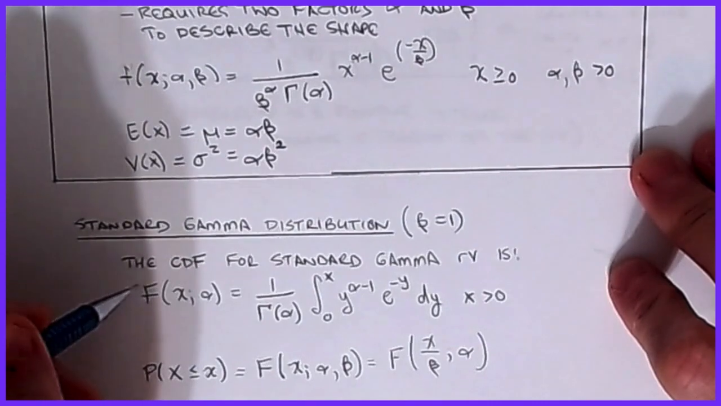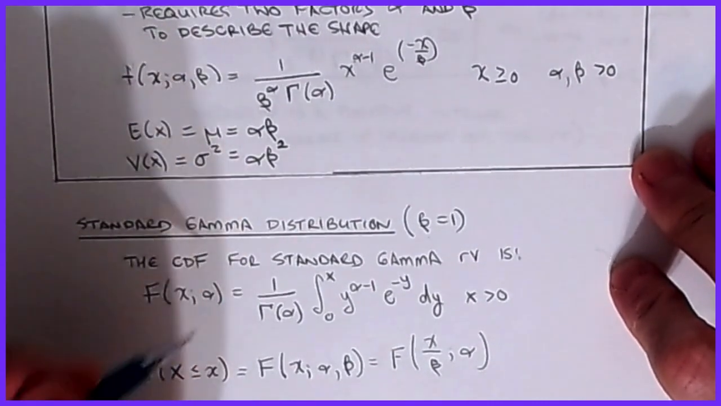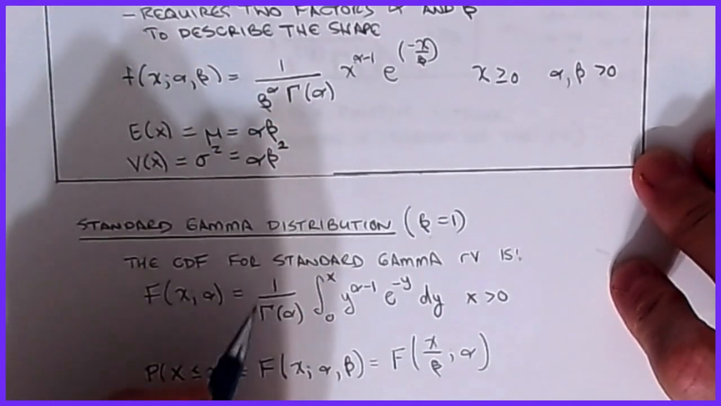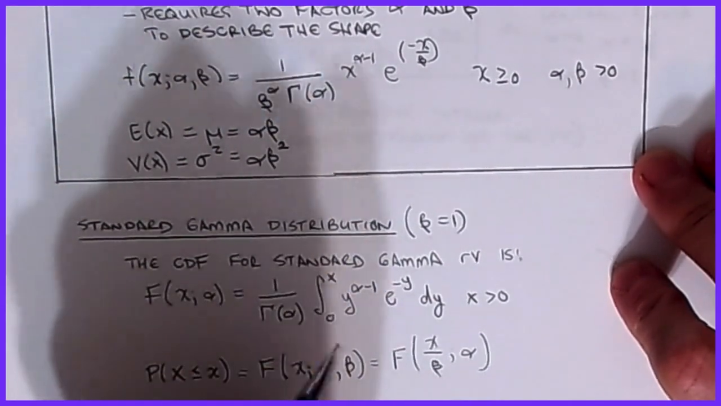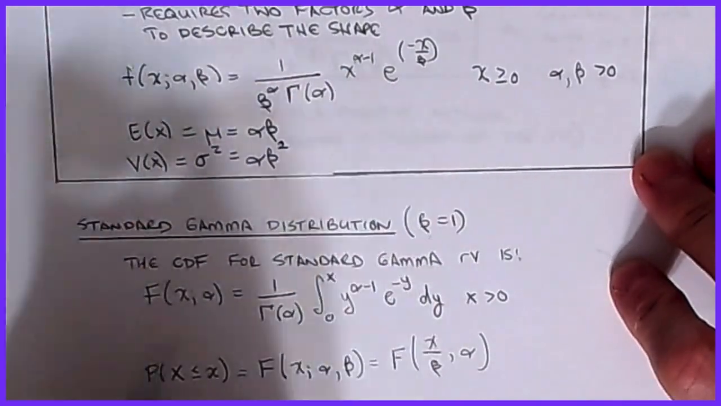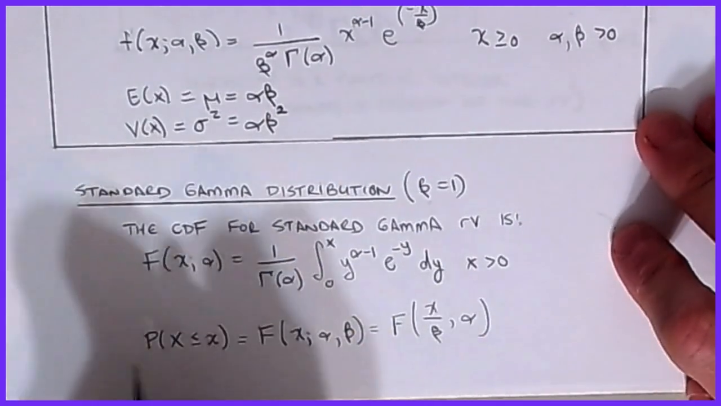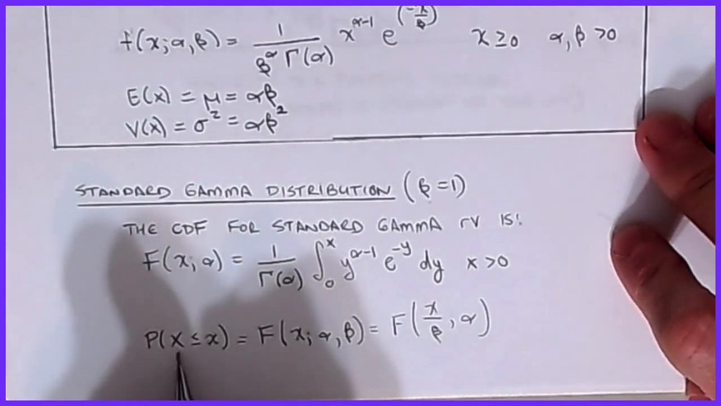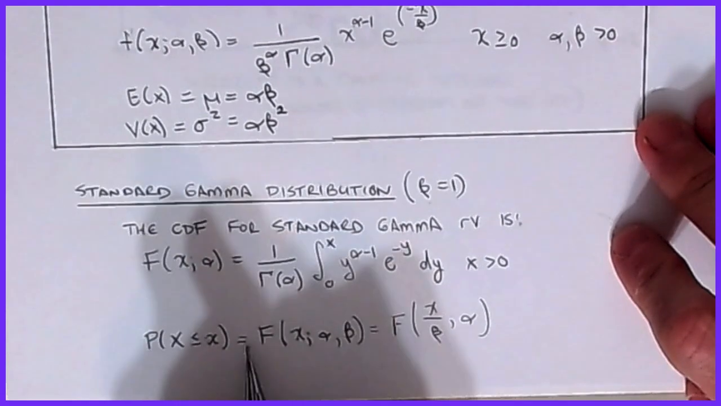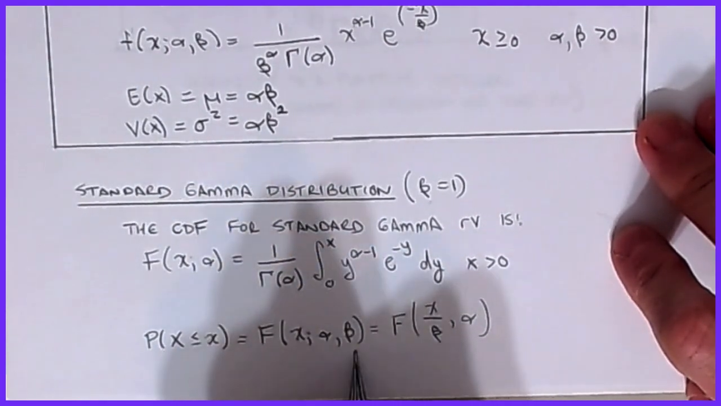Again, we don't use this a lot, but just so the notes are complete, that's why we're going over it. The CDF is based on a parameter x and a parameter a, or alpha. So it's 1 over gamma of alpha, and then the integral from 0 to x of y to the alpha minus 1 e to the minus y dy. And again, we're worried about x's being positive. And so then, just like before, the probability of a random variable x being less than some value is basically the CDF function that we just defined for that value given alpha and beta.